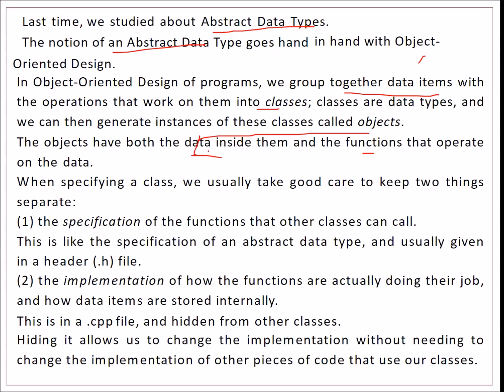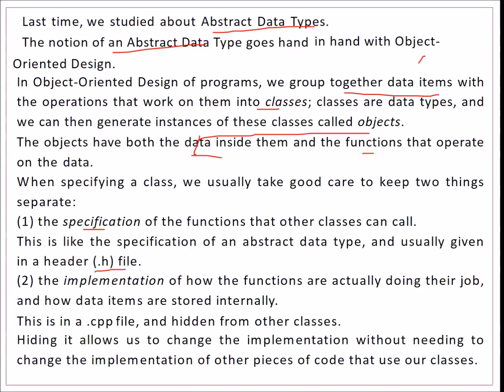When we are specifying a class, we usually think of two important things. First, the specification of the functions that other classes can call, and this is like the specification of our abstract data types. That is why we keep it in the .h file. If you are working with C++, then any file will have a header file in .h, say xyz.h, and xyz.cpp will be the implementation of what has been kept in .h.